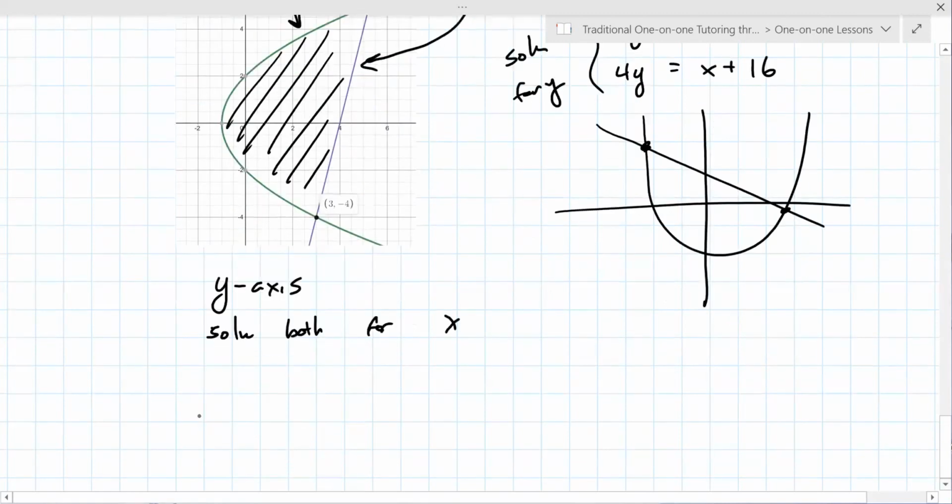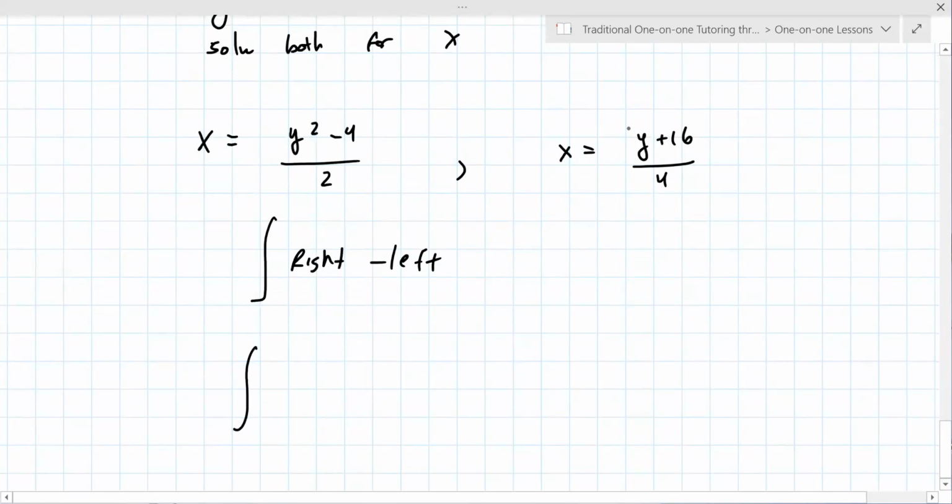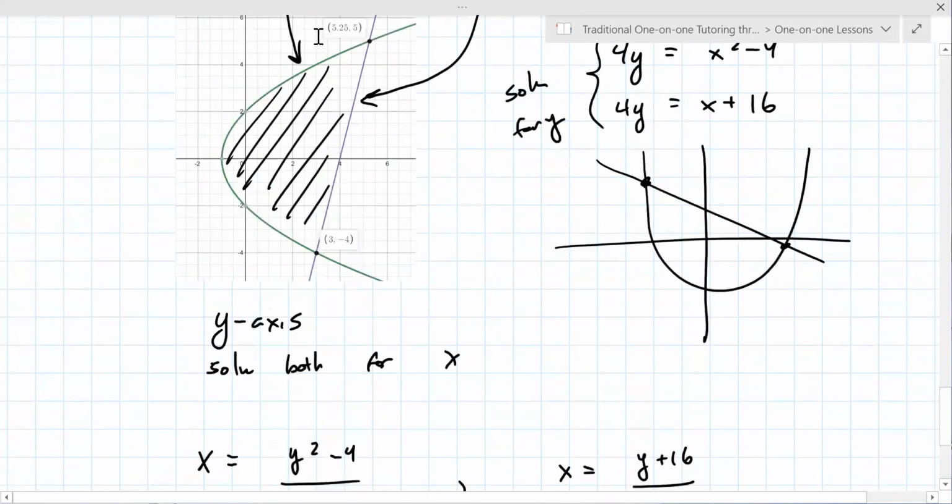So you get x equals y squared minus 4 over 2, and x equals y plus 16 over 4. And then it's a right minus left integral. So for us, that's going to be this one right here, y over 4 plus 4, minus y squared over 2 minus 2, dy. And we're going to integrate from, we have to go find the bounds. The bounds are from here to here.